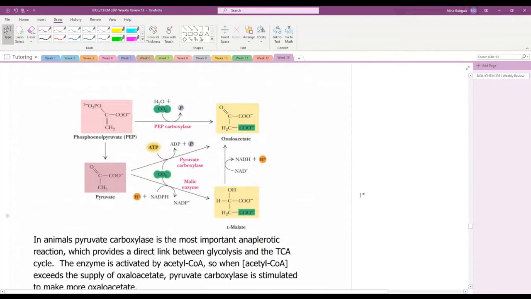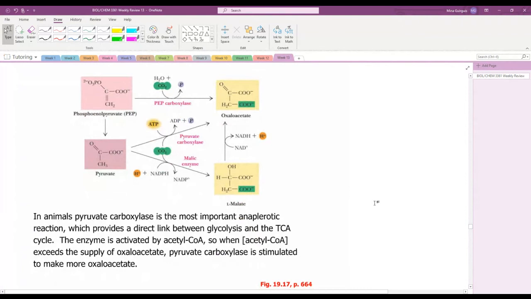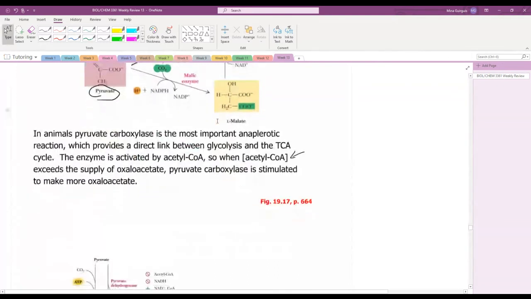So pyruvate carboxylase is the most important anaplerotic reaction. It gives us that direct link between glycolysis and TCA cycle. And we've got regulation. So when you've got too much acetyl CoA, really, right? So when acetyl CoA is greater than oxaloacetate, well, let's think about what that means for our body. It means that we've put too much through glycolysis that we can't keep up with it. So what can we do? Rather than convert pyruvate into more acetyl CoA and make the problem worse, we can convert it to oxaloacetate. So now instead of making a ton more acetyl CoA, we make oxaloacetate so that the supply of each is reasonable so that we can have more of the TCA cycle activated.